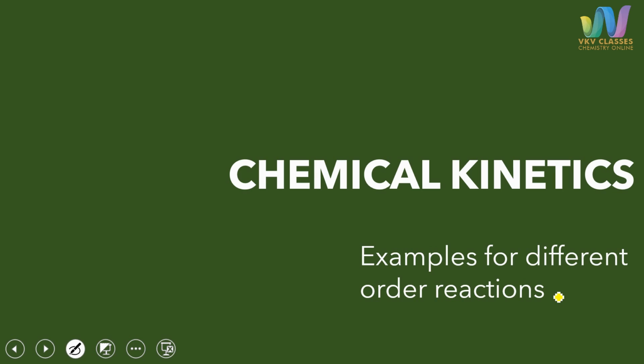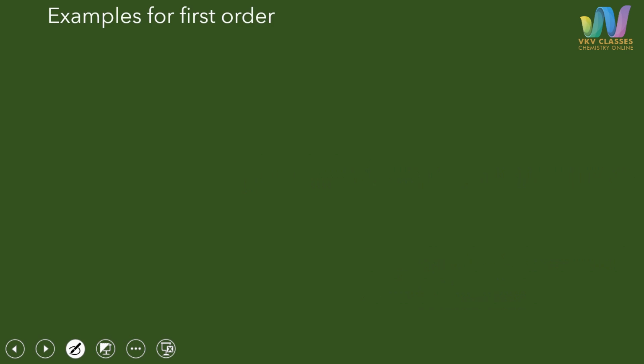We have seen reactions can have different orders. If order is equal to 1, we call it a first order reaction. Order is 2, second order reaction. Order is 0, it is a zero order reaction. Now let us see some examples for different order reactions.